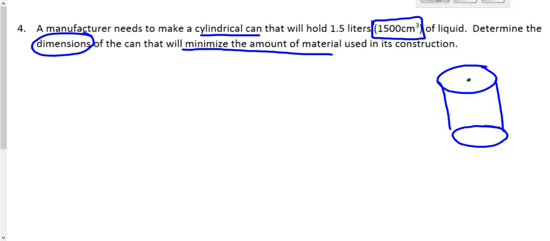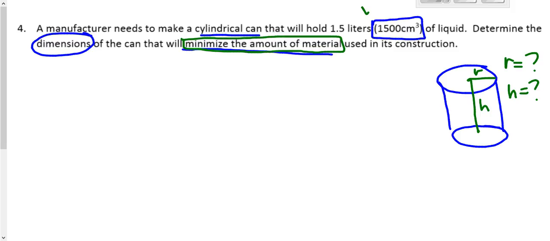So we know that we're going to be looking for dimensions. So we're going to have a height and we're going to have a radius. Those are our two final answers that we need to give. And we want to minimize the amount of material. That's talking about surface area. So here we have volume, and here we have surface area. We know that the volume of a cylinder is pi r squared h.